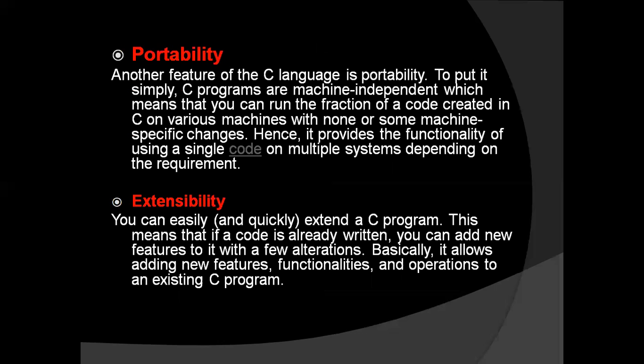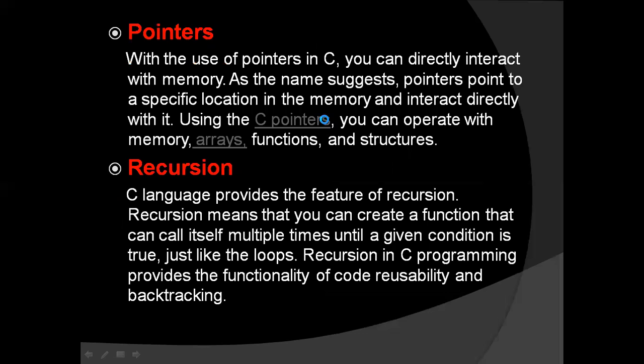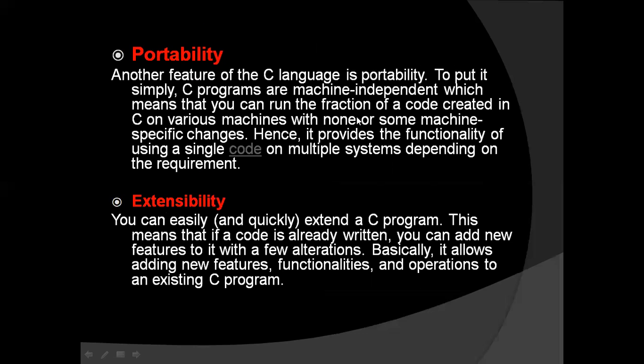This is another feature of C language, which is called portability. To put it simply, C programs are machine independent, which means that you can run a fraction of code created in C on various machines, with no or some machine-specific changes. Hence, it provides the functionality of using a single code on multiple systems depending on the requirement. So this is known as portability.